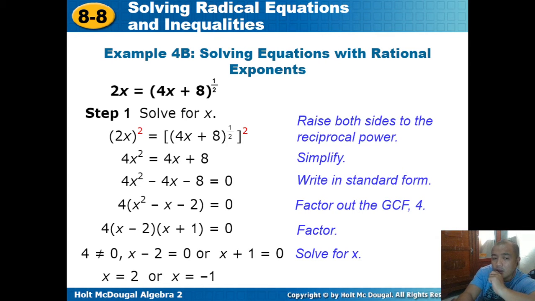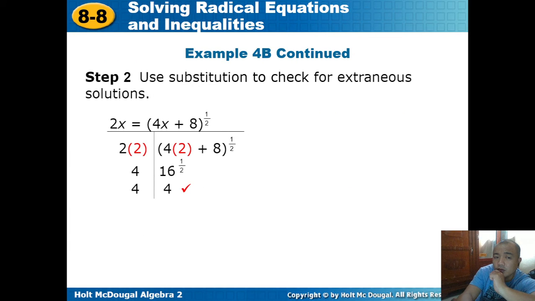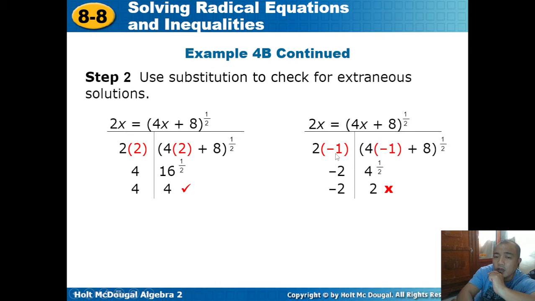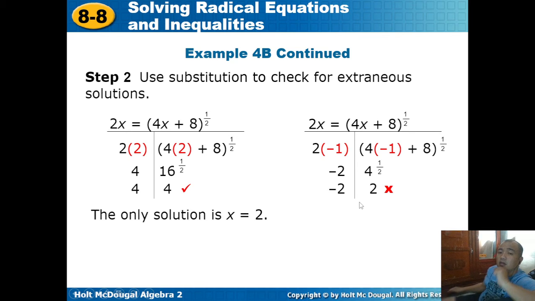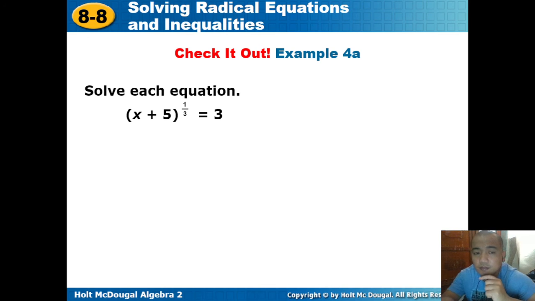And let us check which is the extraneous solution. Is it 2 or negative 1, or are they both solutions to the equation? For 2, correct. 2 times 2 is 4, 4 times 2 is 8, plus 8 is 16. 16 raised to 1/2 is 4. For negative 1, negative 2 times negative 1 is 2... Negative 4 plus 8 is 4. The square root of 4 is 2. But 2 is not equal to negative 2. So only 2 is the solution. x equals 2. The negative 1 is what we call the extraneous solution.